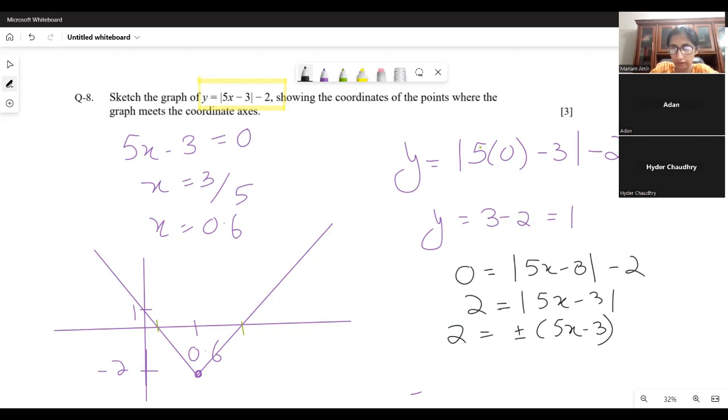एक में आंसर आ रहा है 1 और एक में आंसर आ रहा है तो -2 कर लेते हैं 5x minus 3, फिर यहाँ आ गया 1 by 5, which is 1 by 5 क्या होता है 0.2. So one value is 0.2 and the other value is 1.